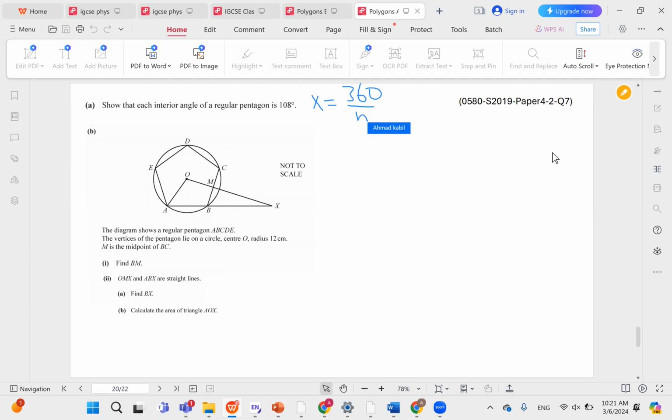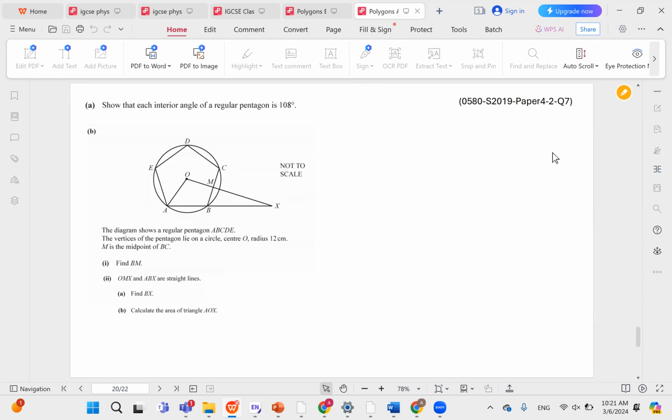Here, this is a pentagon. So a pentagon has 5 sides. So n is equal to 5. 360 divided by 5 is 72. So one exterior angle is 72. So one interior angle is 180 minus 72, and this is equal to 108. And we have proved that one interior angle in a pentagon is equal to 108 degrees.